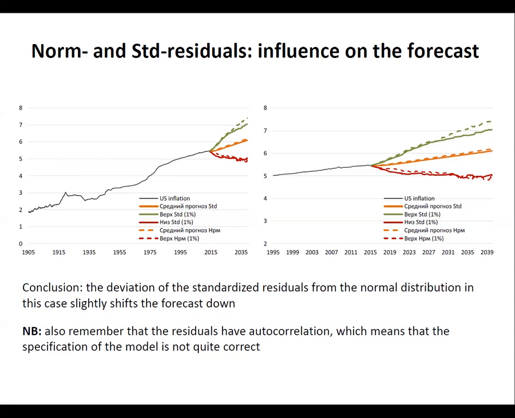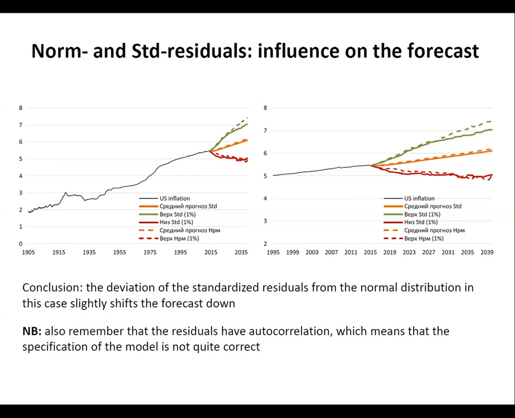So see for yourself here. If you approximate and still use only the normal distribution to describe the standardized residuals of the ARCH process, then this will be a small error. Ideally, of course, it is better to improve by using Student's distribution, but this will not strongly influence the final forecast.